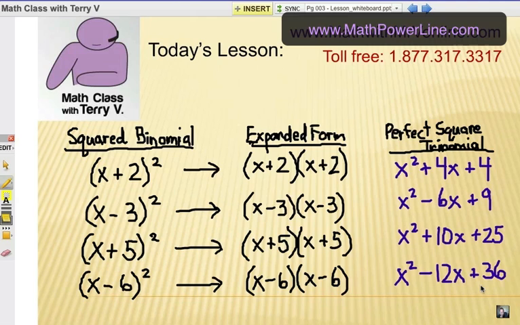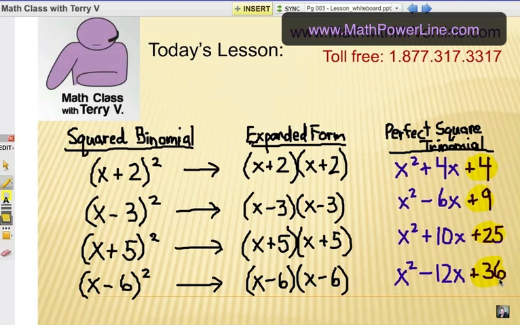Now I want to take a moment here. Let's look at some patterns. First of all, notice that the first terms are all x squared, and that comes from the first x times the first x. And then we have these middle terms that alternate signs. In fact, they stay the same sign as what we have in the middle here. And you notice how these third terms, plus 4, plus 9, plus 25, and plus 36, are all positive. So in these perfect square trinomials, we have a third term that's always positive.